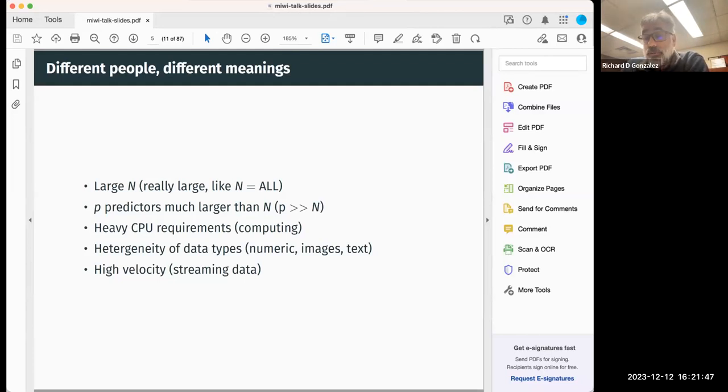We're also able to handle data at a velocity that is just remarkable right now, right? There are devices that collect 1,000 data points per second. Some of the smartwatches are collecting data at a rate similar to that.